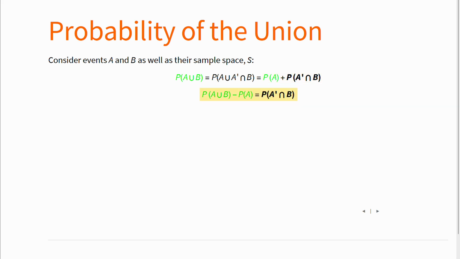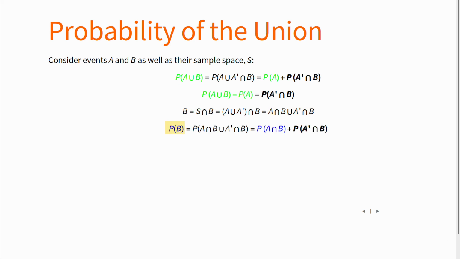With a bit of isolation, we get this. Now B is the same thing as the sample space intersection B. The sample space is the same thing as A union A complement. So distributing, we get this. Now the probability of B, we still plug the same thing, and because A and A complement are mutually exclusive, we get this, and with a bit of isolation, we get this.